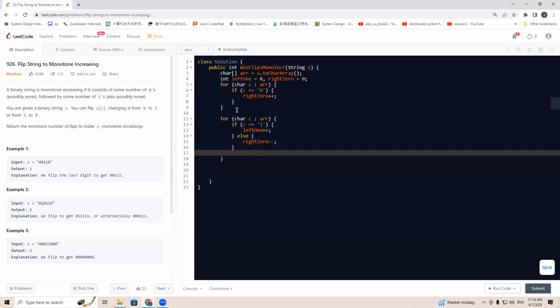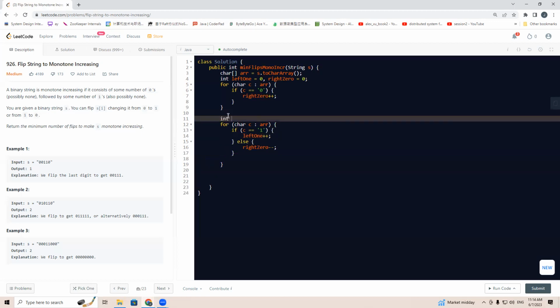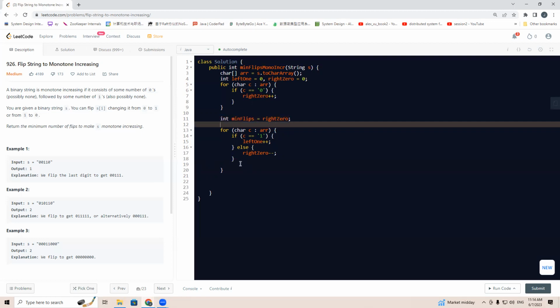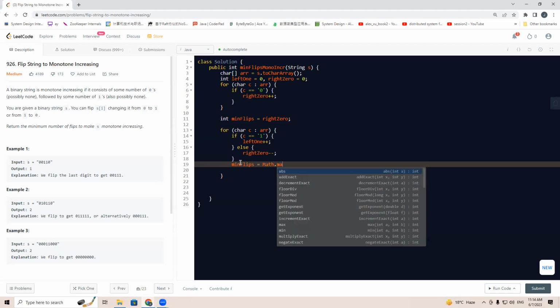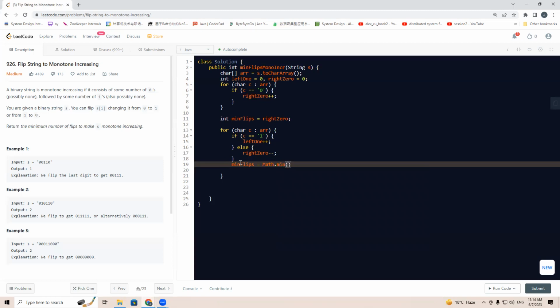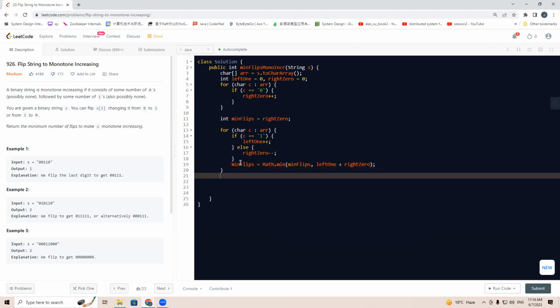And we'll have the minimum flips. The worst case is that we flip all of the right 0 to 1. So min flips equals Math.min of min flips and left 1 plus right 0. And in the end, we just return min flips.